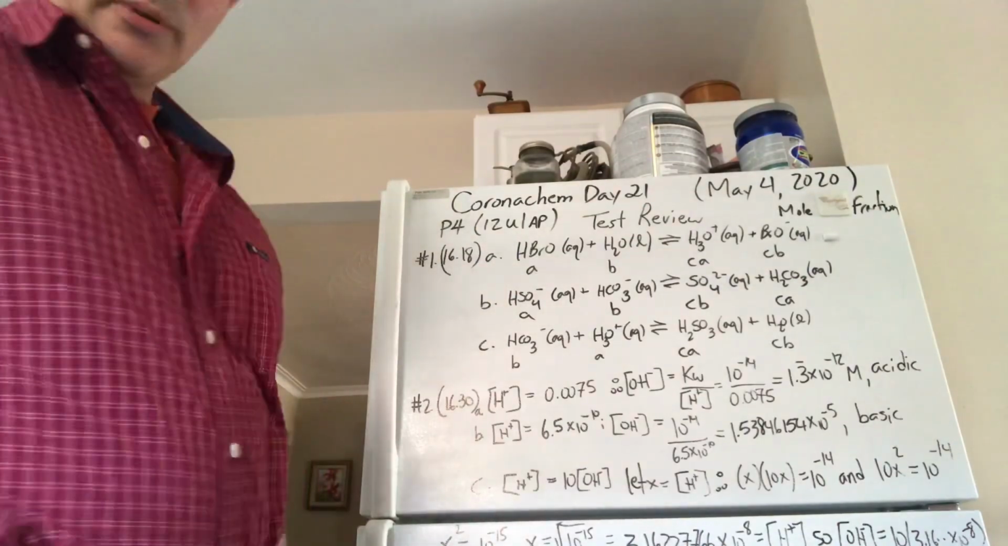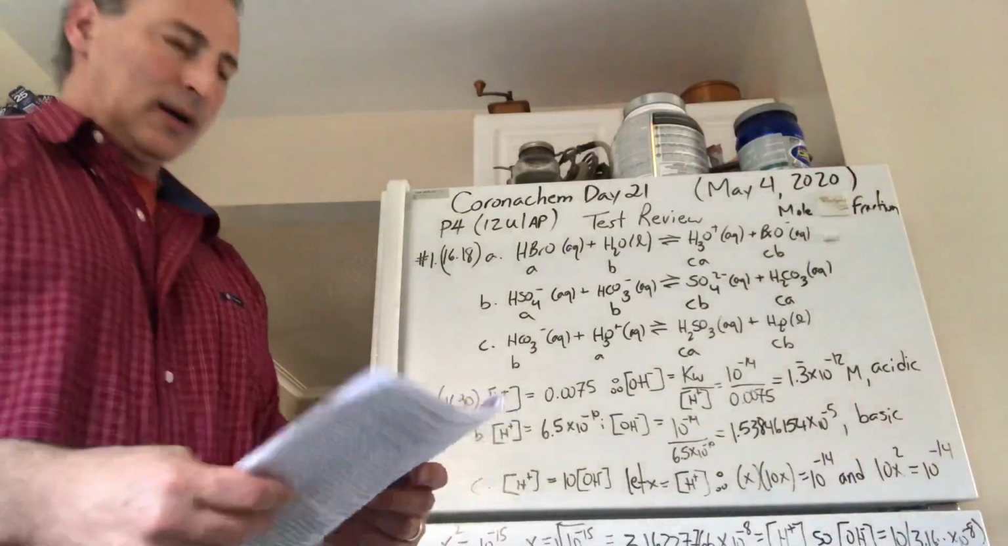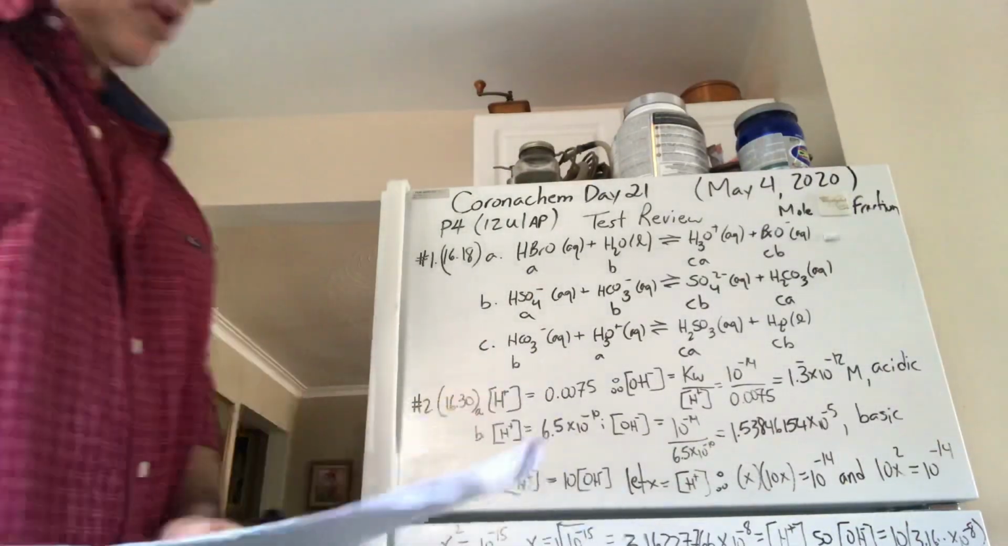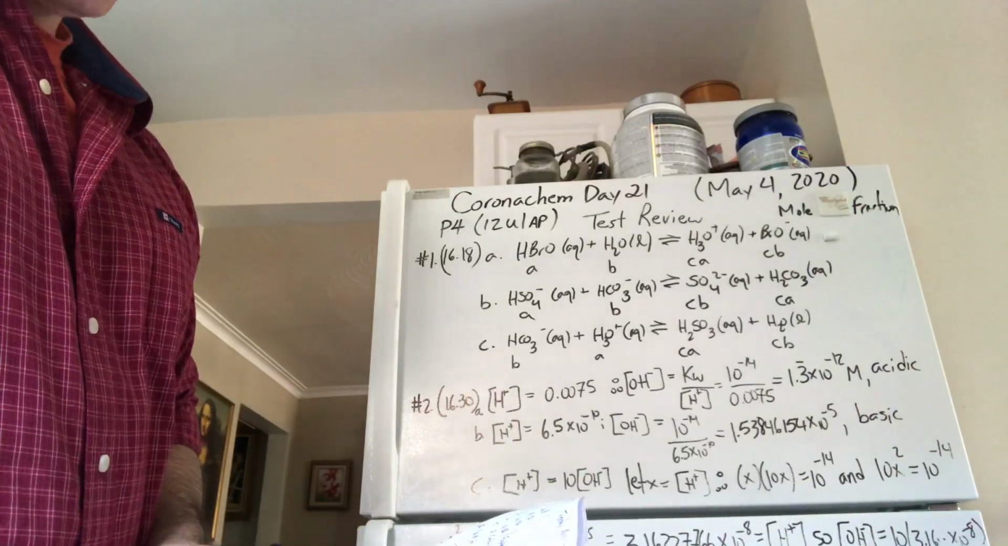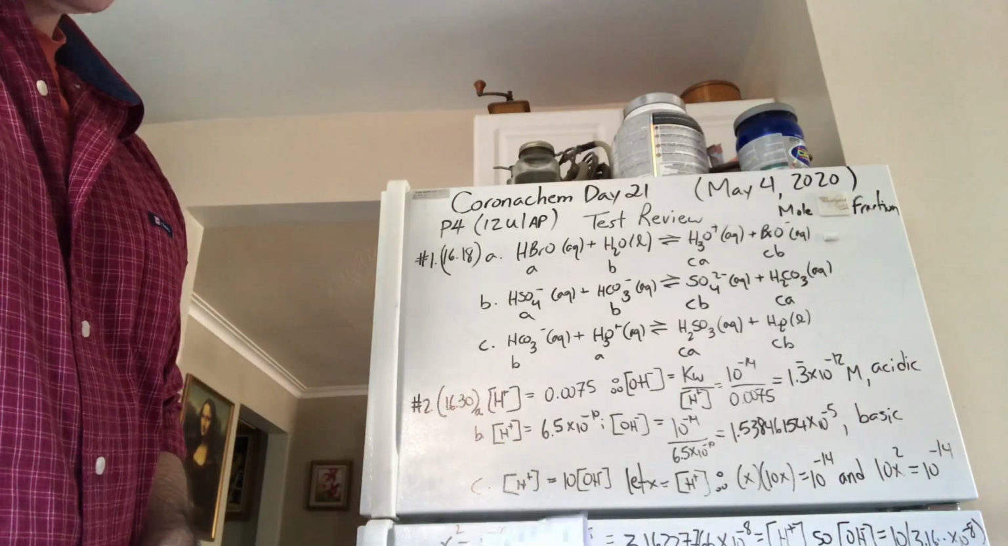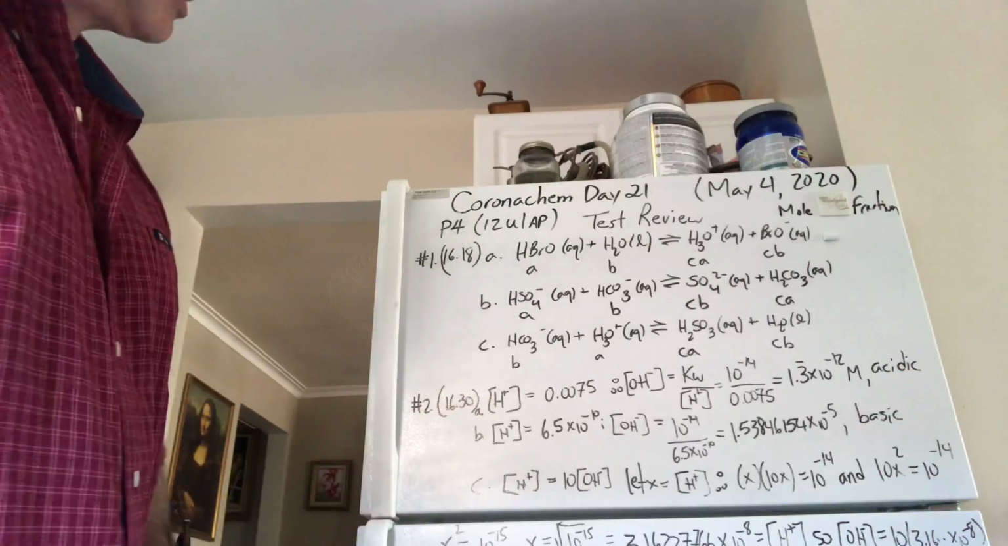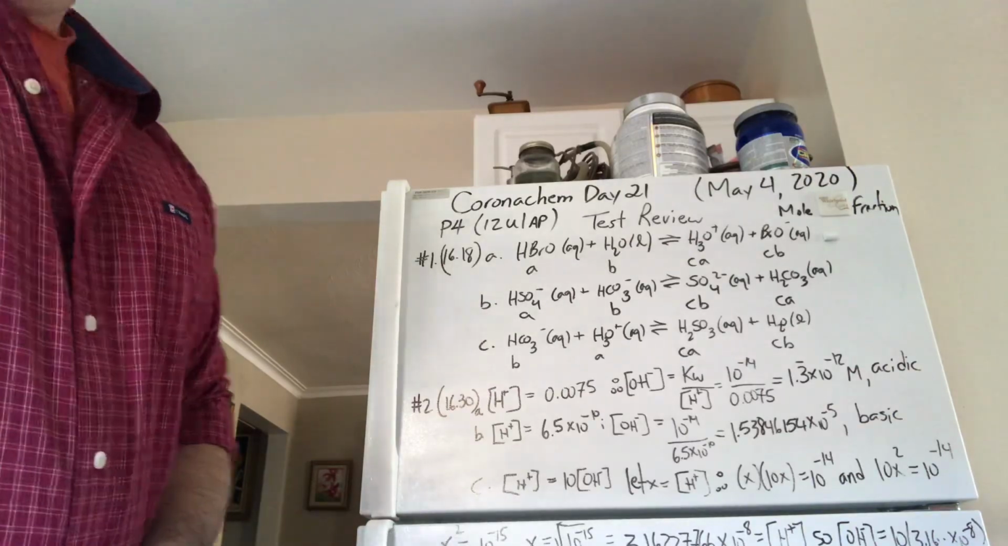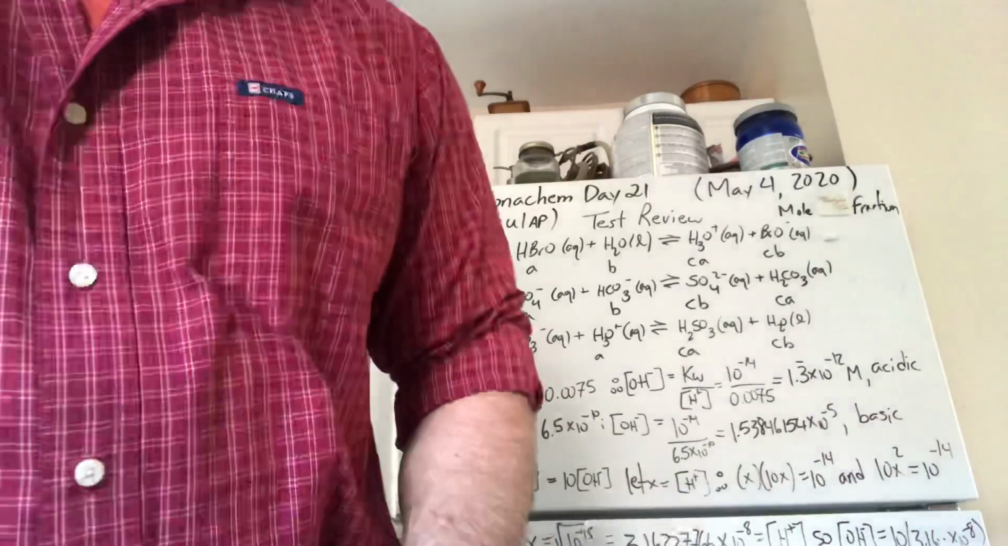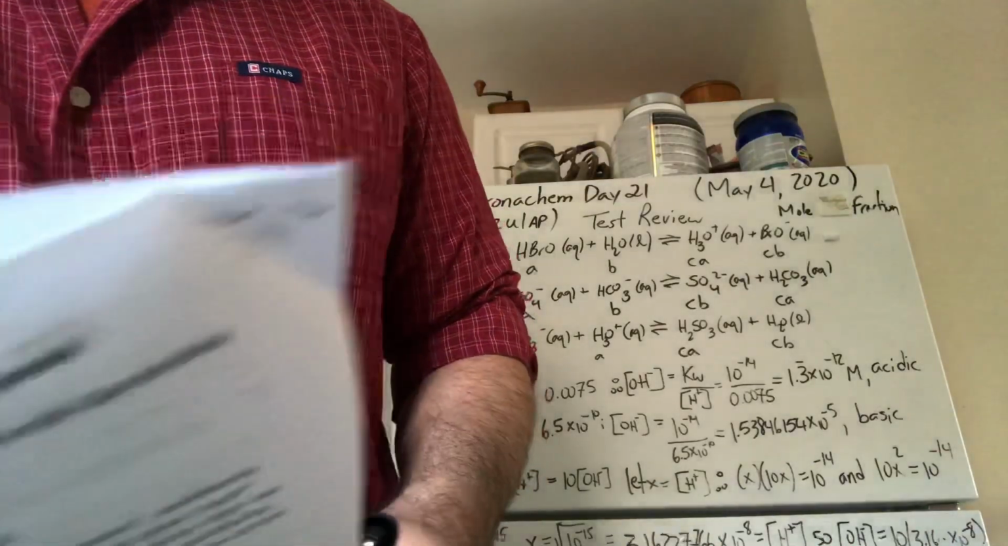Anyhow, I'm going to review the test that I gave you on April 28th. Comprised of questions 16, 18, 30, 56, 88, and then the sulfuric acid question. The first question asks you to identify acids, bases, and their conjugates.